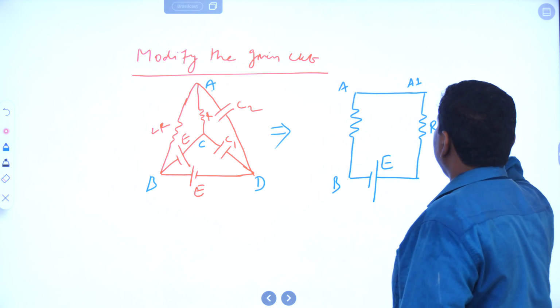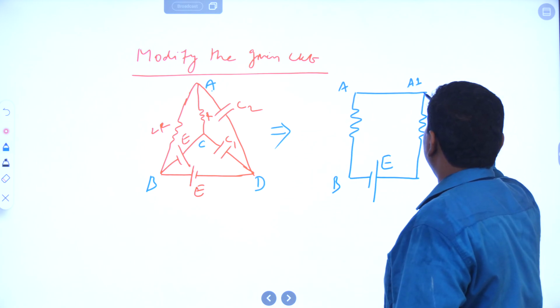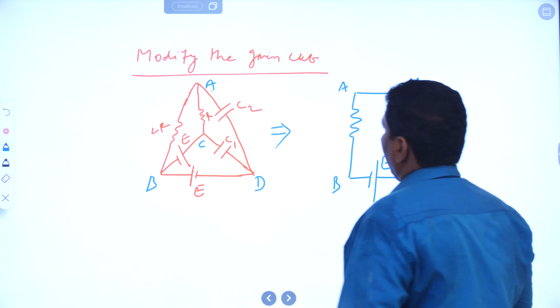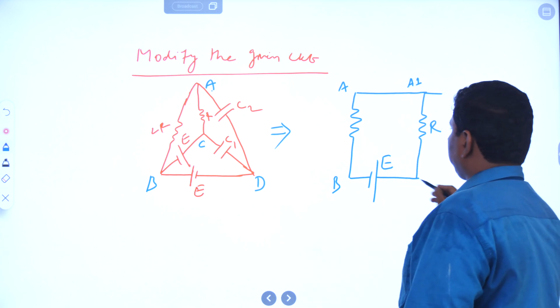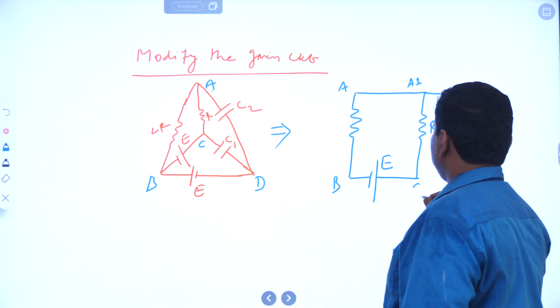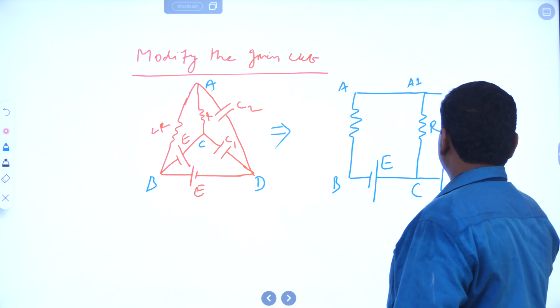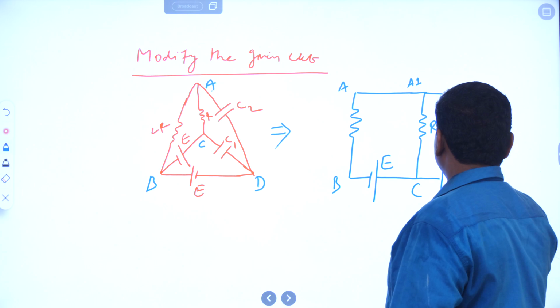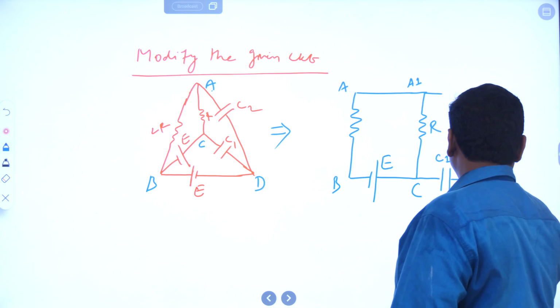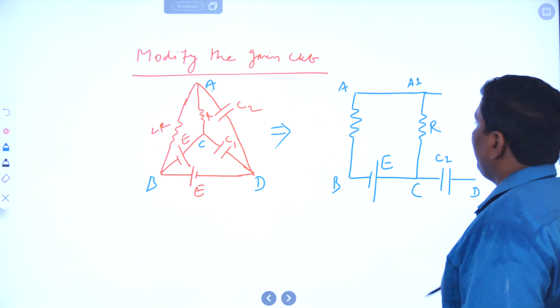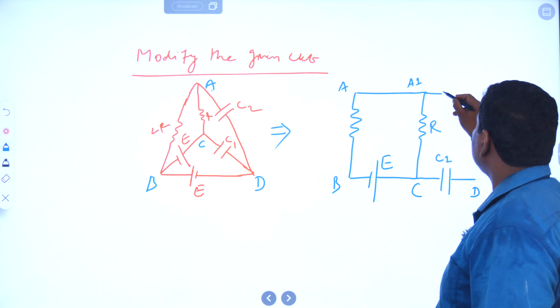Between A and D, capacitor C2 is available. So I can consider this point is C. Between C and D, capacitor C1 is available, and this point is D. Between D and A, another capacitor is available.